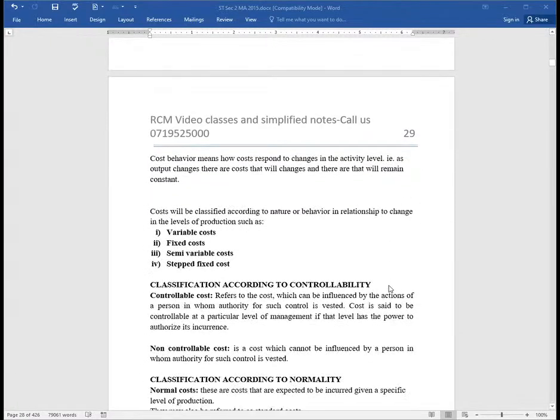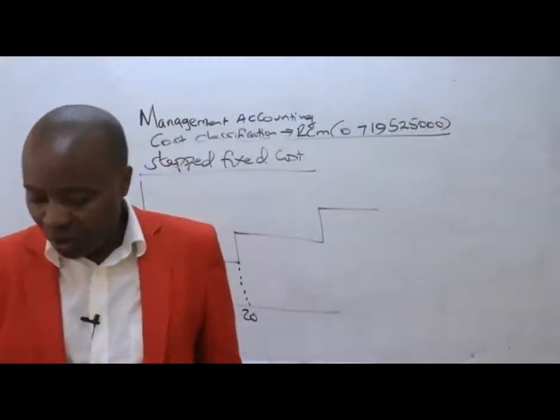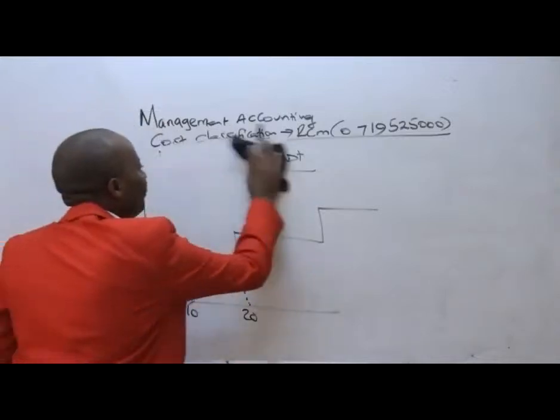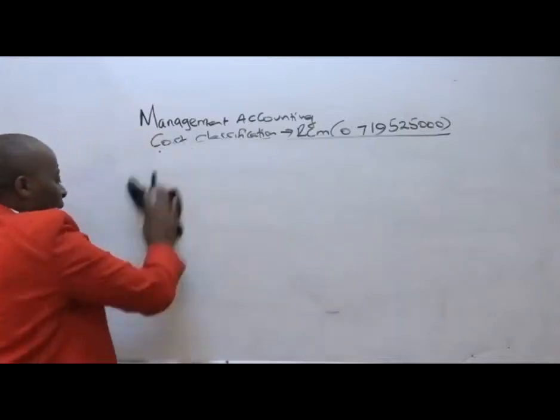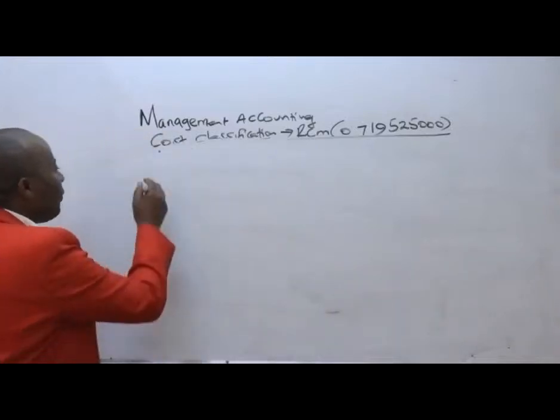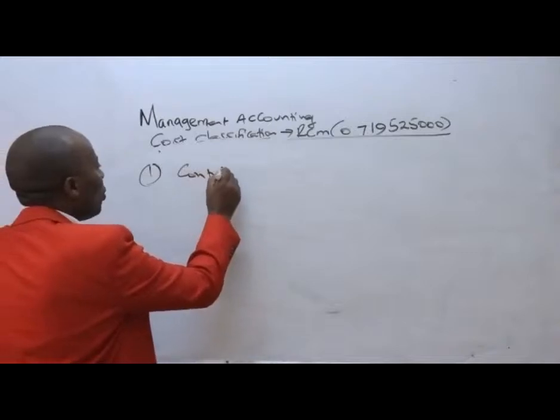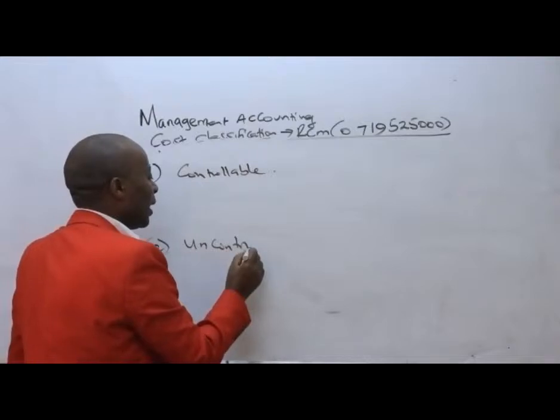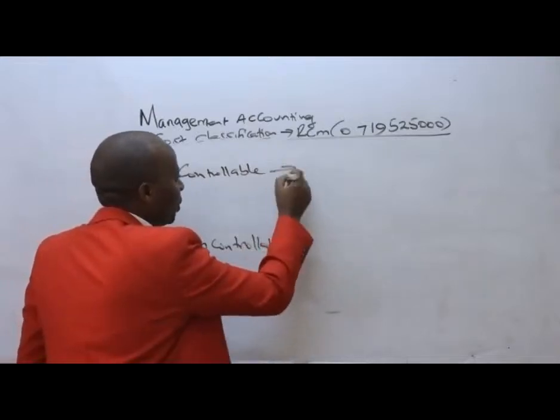So we have classification according to controllability. Under controllability, ladies and gentlemen, we shall be having two classes. Which classes are these? We are going to be having those costs which are controllable, and those costs which are non-controllable or uncontrollable, as the name suggests.